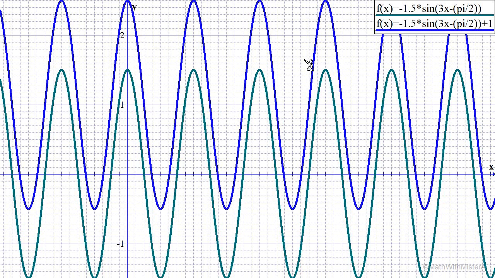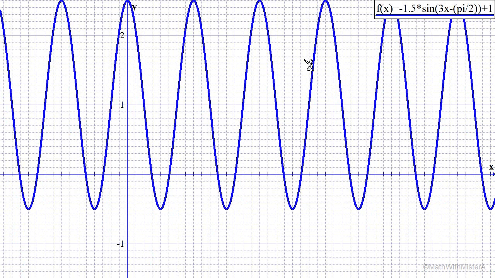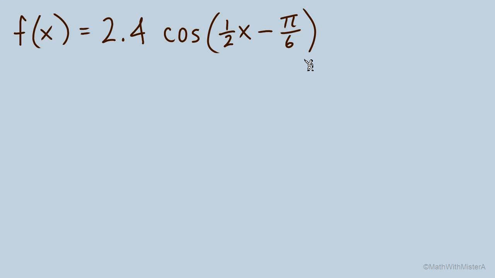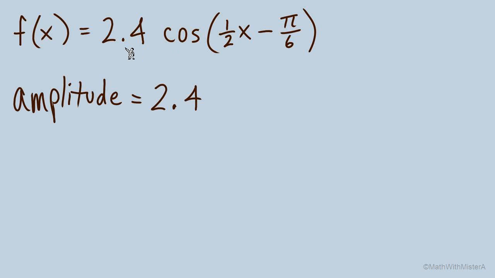So every point picked up and moved up 1 unit, and there's our final graph including all of those transformations. Let's do another example. First, the amplitude. Okay, that's the gimme, it's this number out front, so our amplitude is 2.4.